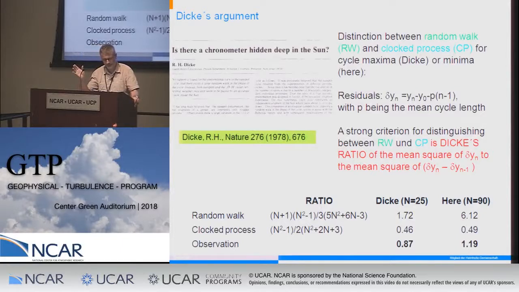It was Dicke, the guy from the Brans-Dicke theory, who had a Nature paper in '78, and Dicke had a very interesting argument at this time. He was taking a time series and trying to distinguish between a random walk process and a clock process. And he defined a very nice measure, a very nice argument, and I would call this Dicke's ratio. This is the ratio between the mean square of the residuals themselves over the mean square of the difference of two subsequent residuals.